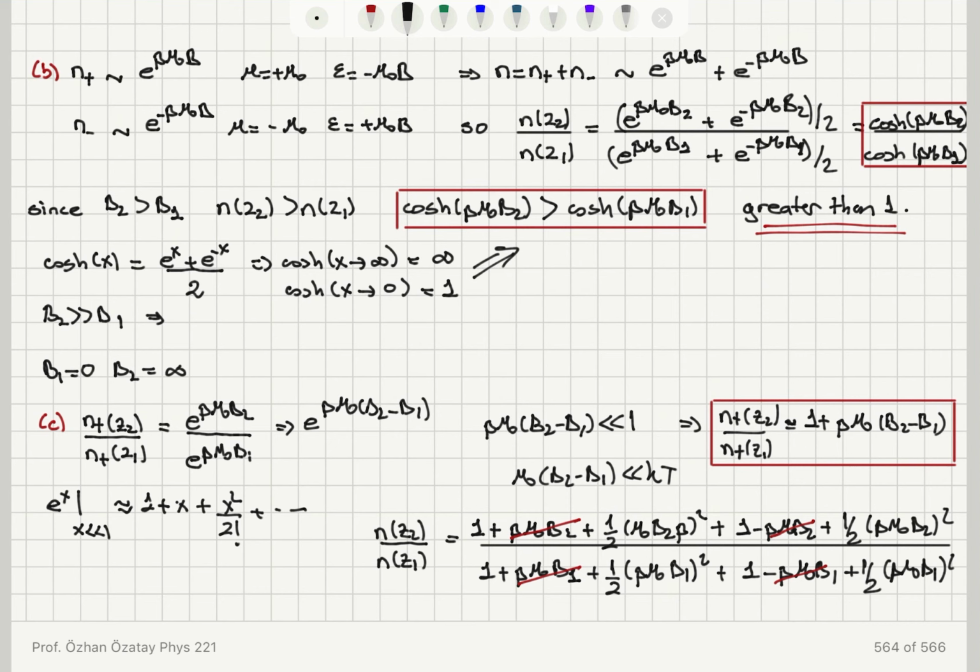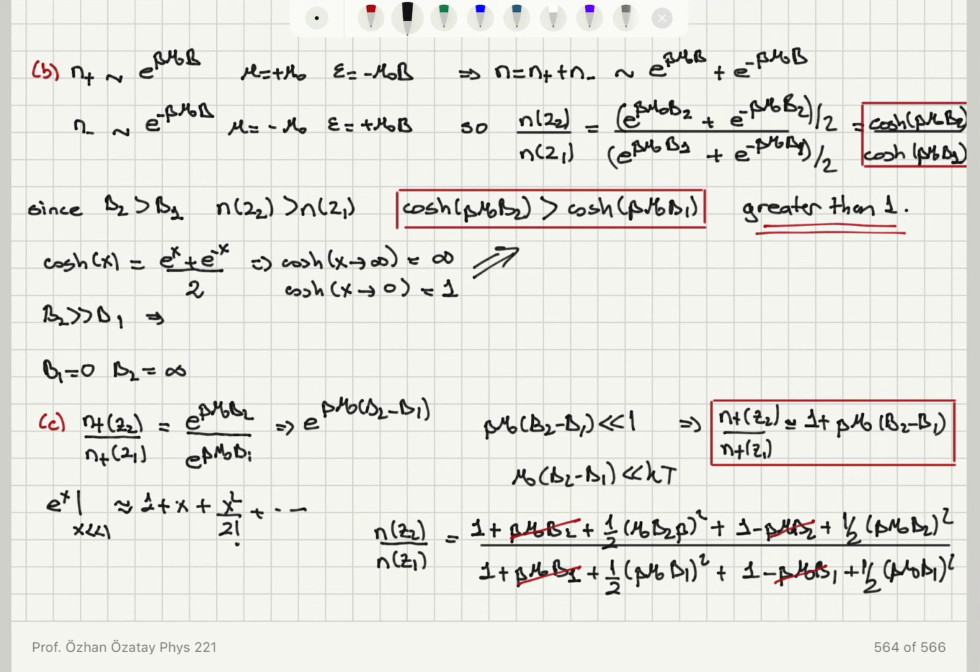And cosine hyperbolic of something divided by cosine hyperbolic of something smaller is greater than 1. So I have checked this in the extreme limit when B2 is much greater than B1. I've set B2 equals infinity, B1 equals 0. I find that the cosine hyperbolic is increasing as a function of x, so this ratio is greater than 1.